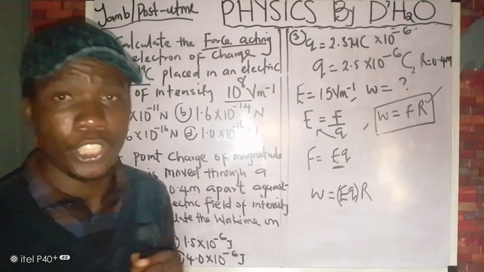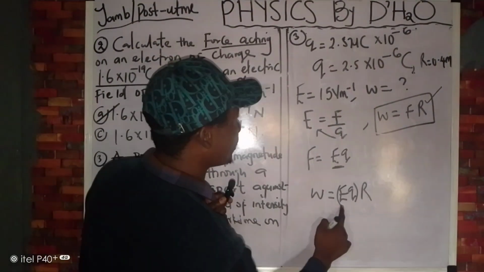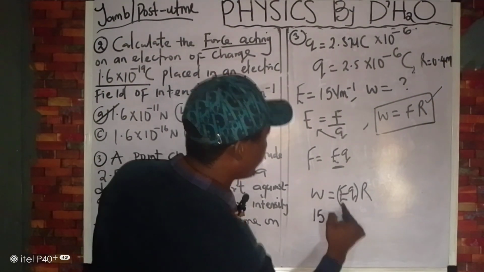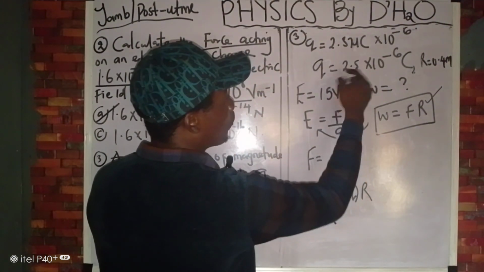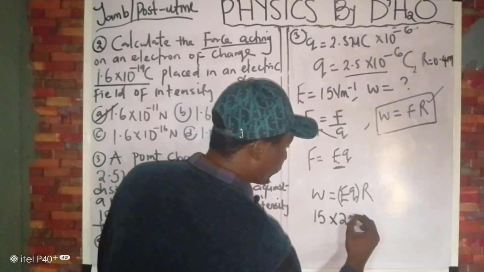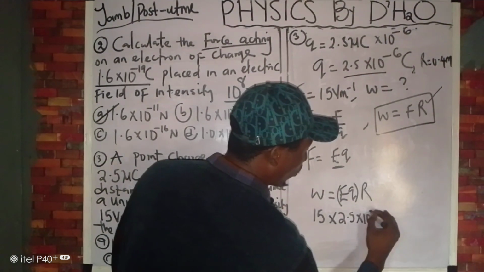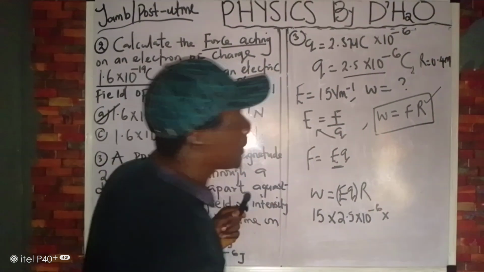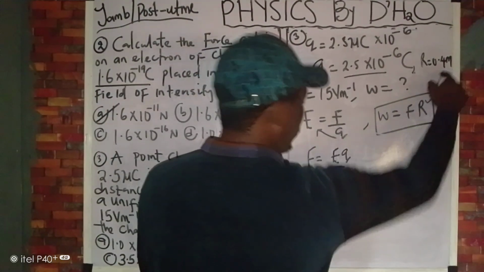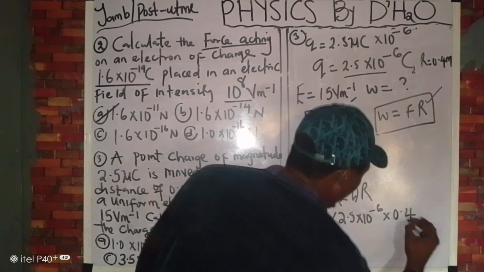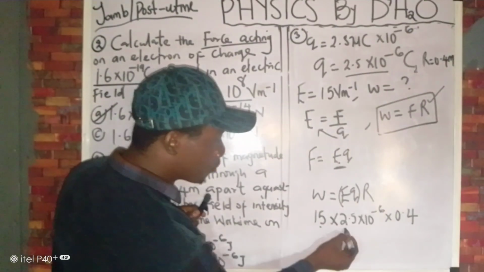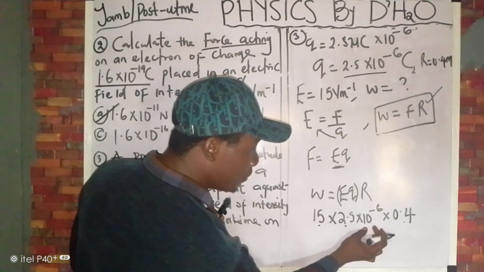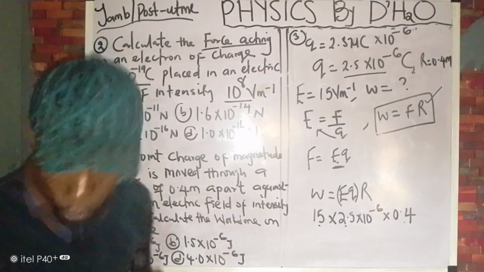Did they give us E? Yes. What is E? E is 15. So 15 times Q. What's the charge there? The charge we have converted to 2.5 times 10 raised to the power of what? Minus 6. Did they give us distance? Yes. Our distance is 0.4. So we have to multiply 15 times 2.5 times 0.4. Leave this 10 raised to the power minus 6 first. Let's do that quickly.